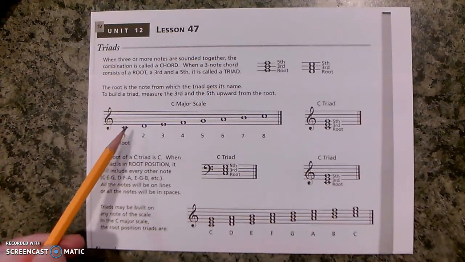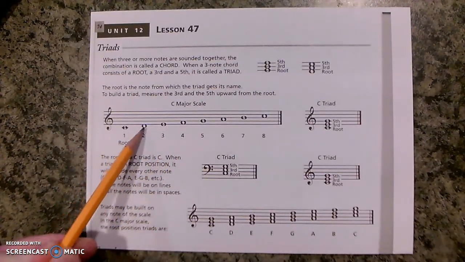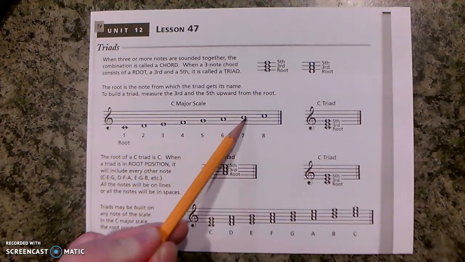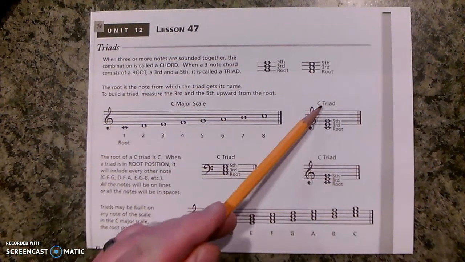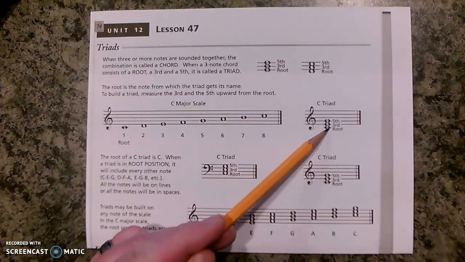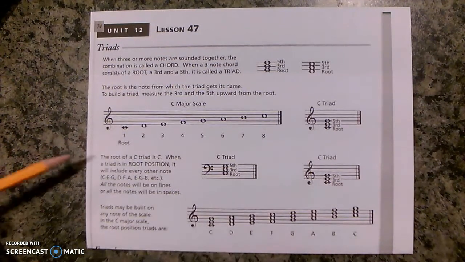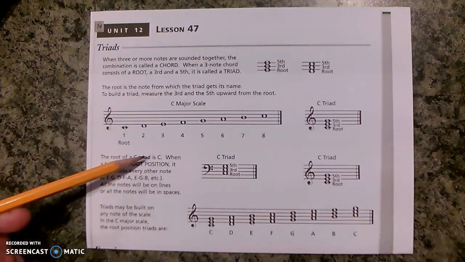So here is the root of a C major scale, or do, do, re, mi, fa, sol, la, ti, do. If we built a C major triad starting on a C, C would be our root, or it would be a C triad. So here's our root, a third higher, and a fifth. The root of a C triad is C.